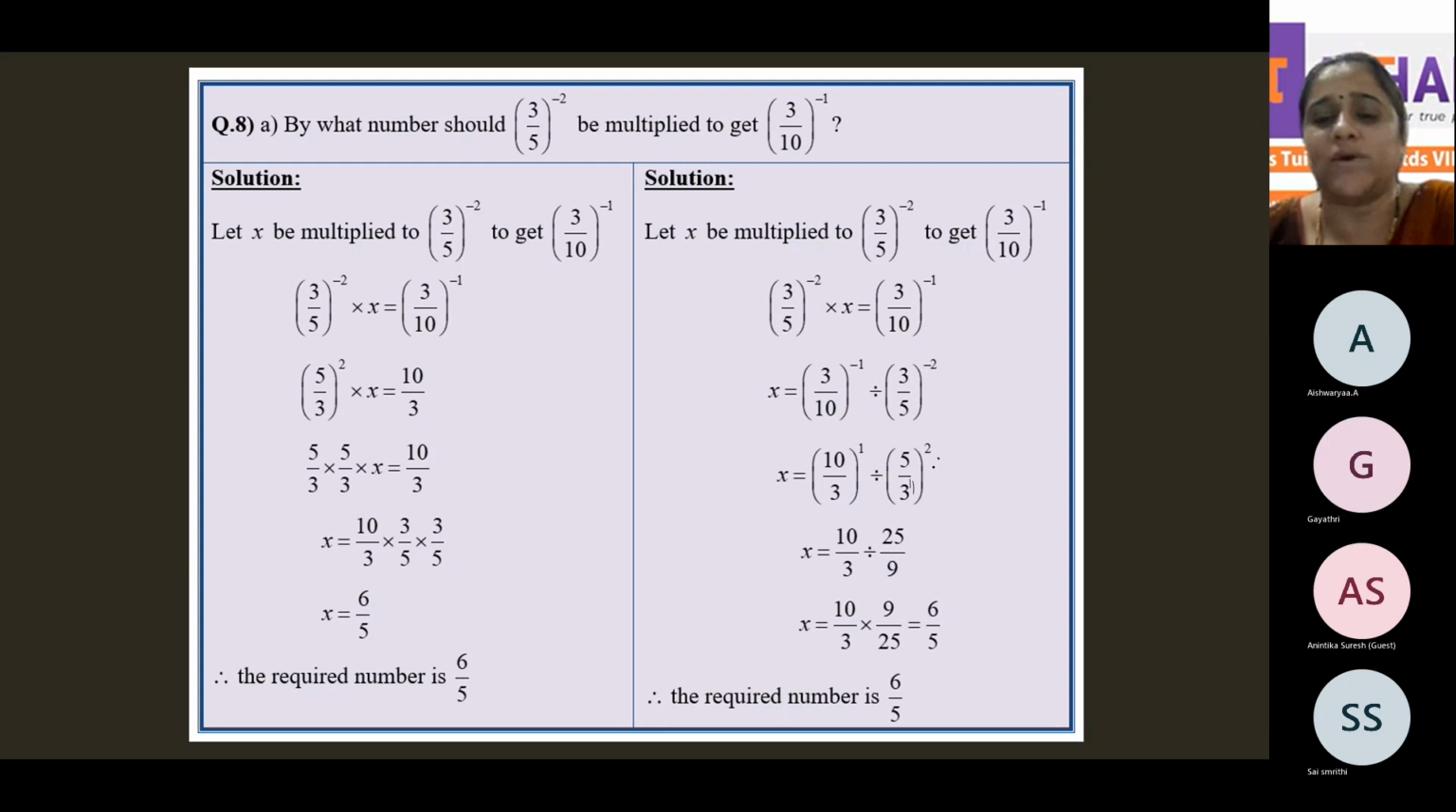So (5/3) the whole square, the value is 25 by 9, because 5 by 3 into 5 by 3 is 25 by 9. Now division becomes multiplication and 25 by 9 becomes 9 by 25, which on simplifying gives 6 by 5.